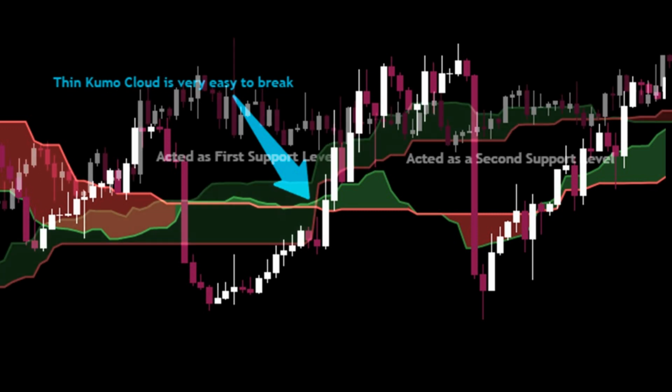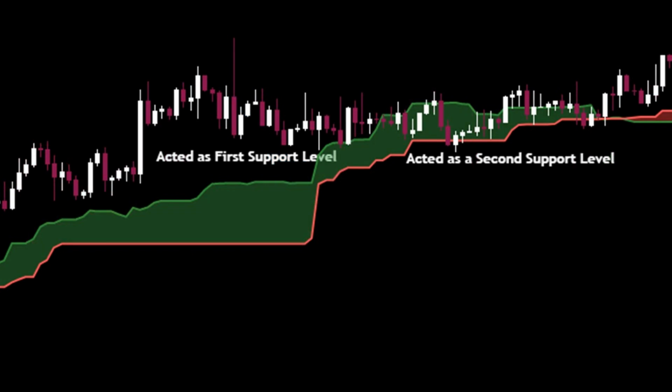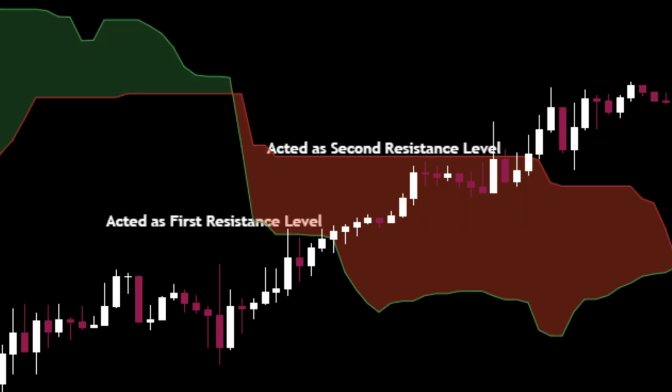If the price is above the Senkou Span, the top line serves as the first support level while the bottom line serves as the second support level. If the price is below the Senkou Span, the bottom line forms the first resistance level while the top line is the second resistance level.